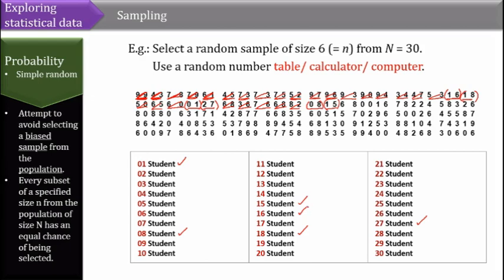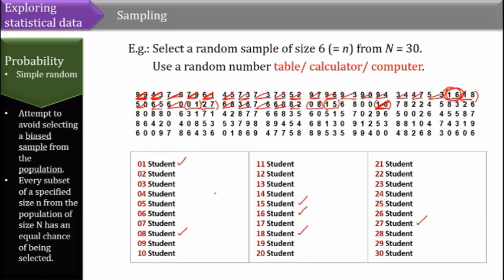Now, if I need more students for my sample, then I'll simply carry on with this list. You will notice that over here I have another 16 coming up. But because I've already selected student 16 earlier on over here, I'm going to ignore this one and carry on because I don't want the same student to be selected more than once for my sample.